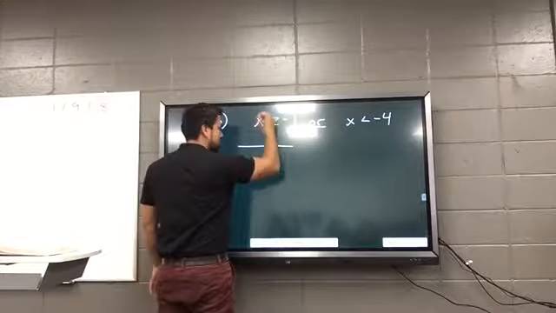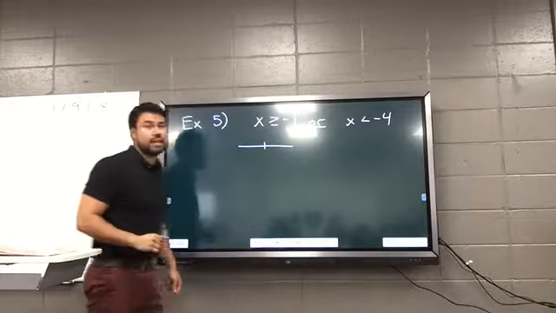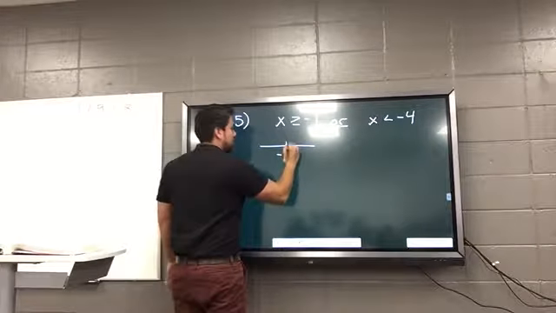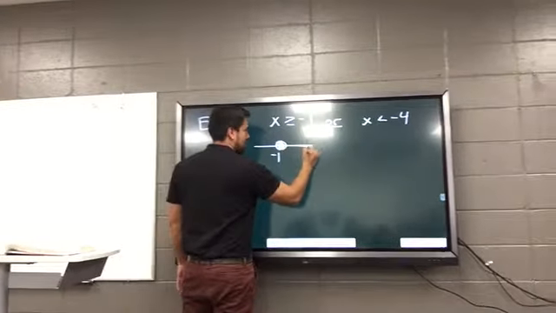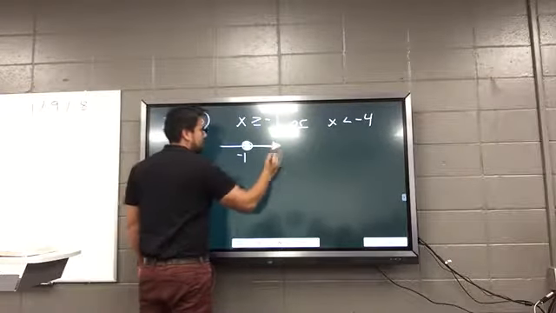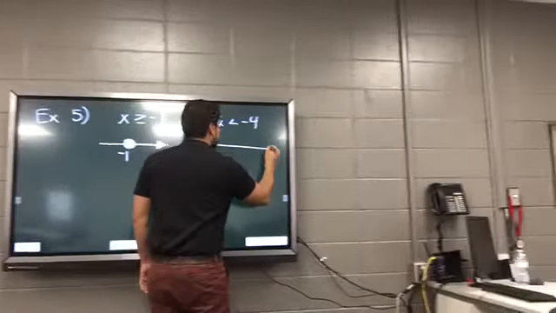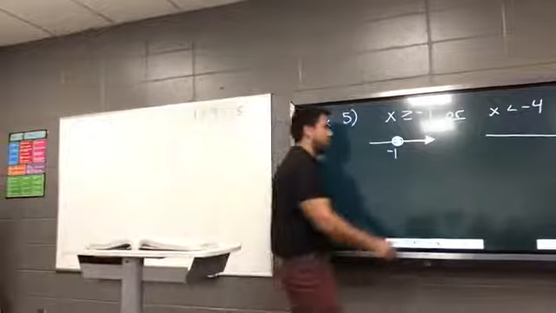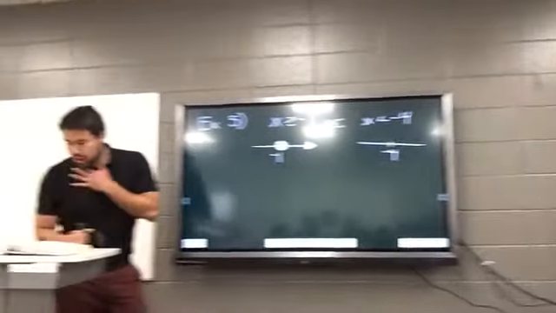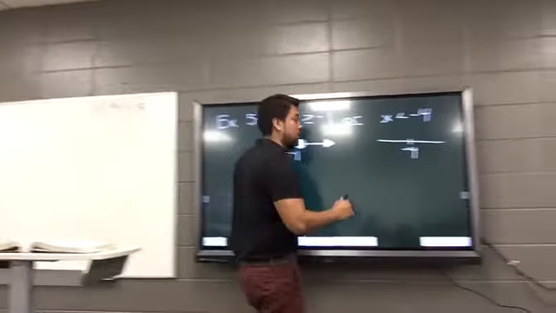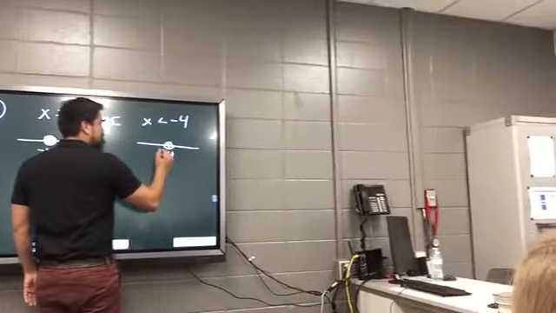So just graph them as if you just had that. What kind of circle goes on -1? Closed. Line going to the right. All right. And then if you're graphing the second one, -4, what kind of circle goes on -4? Open, line going to the left.